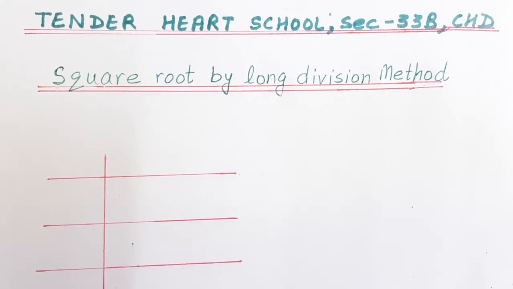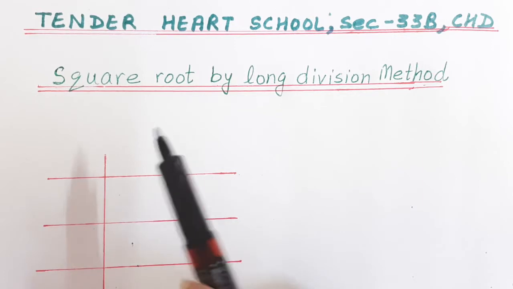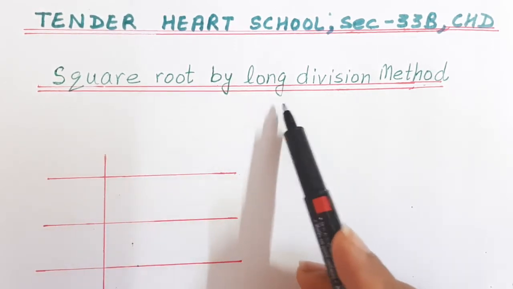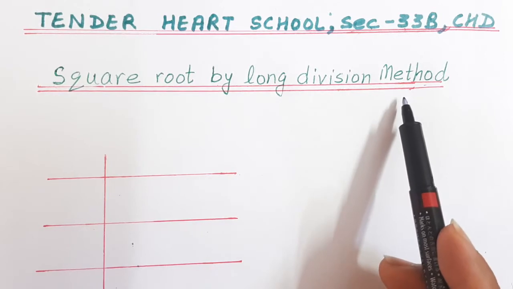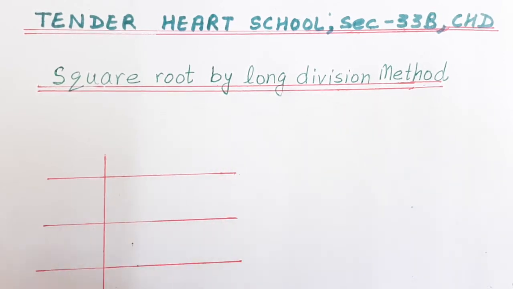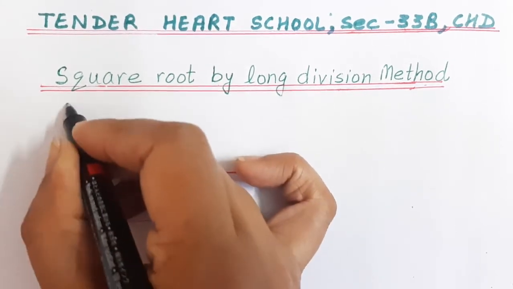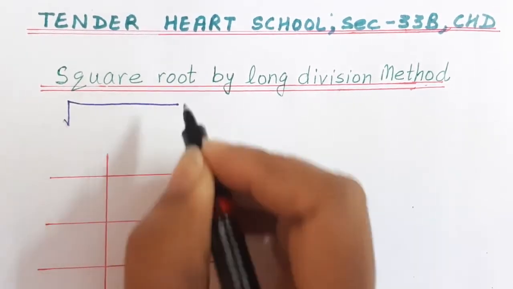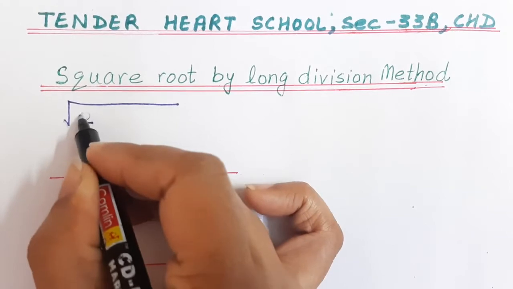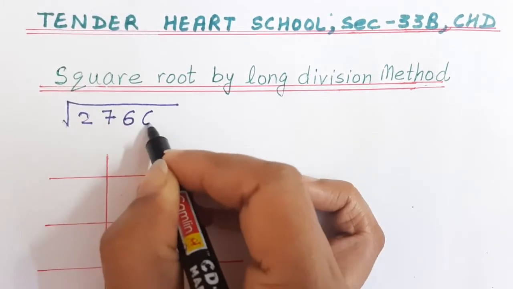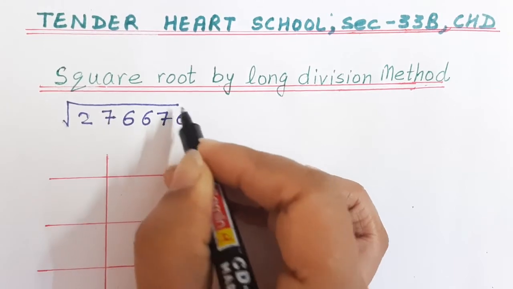Good morning, students. Today we will learn how to find square root by long division method. So let us consider a number. Let the number be 2,76,676.